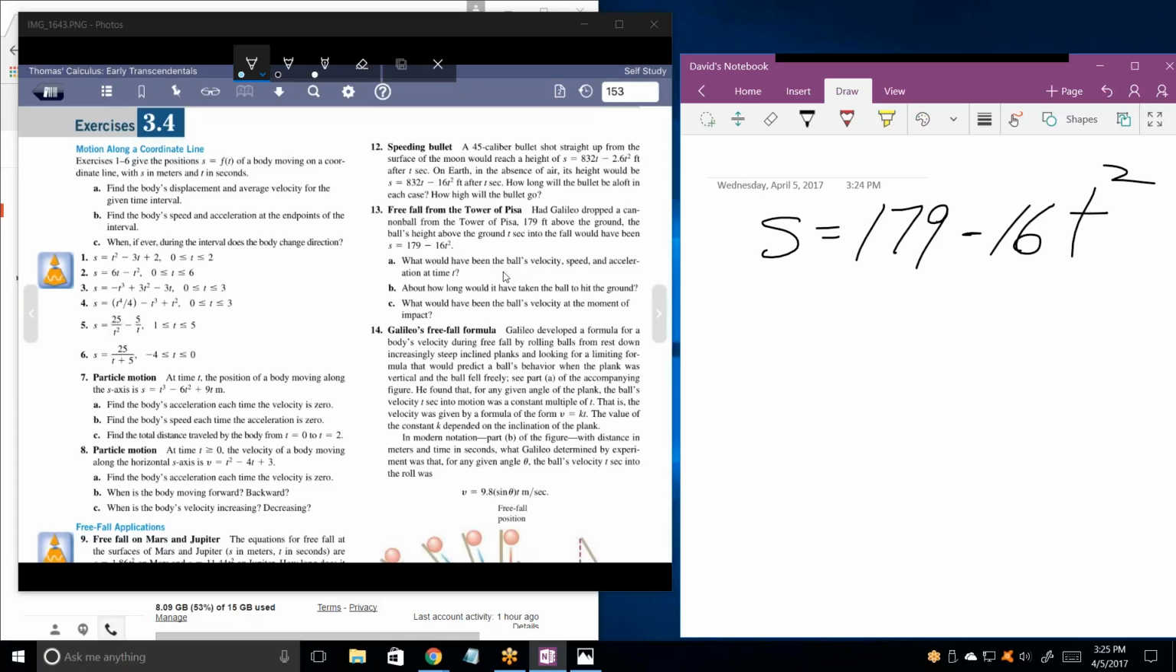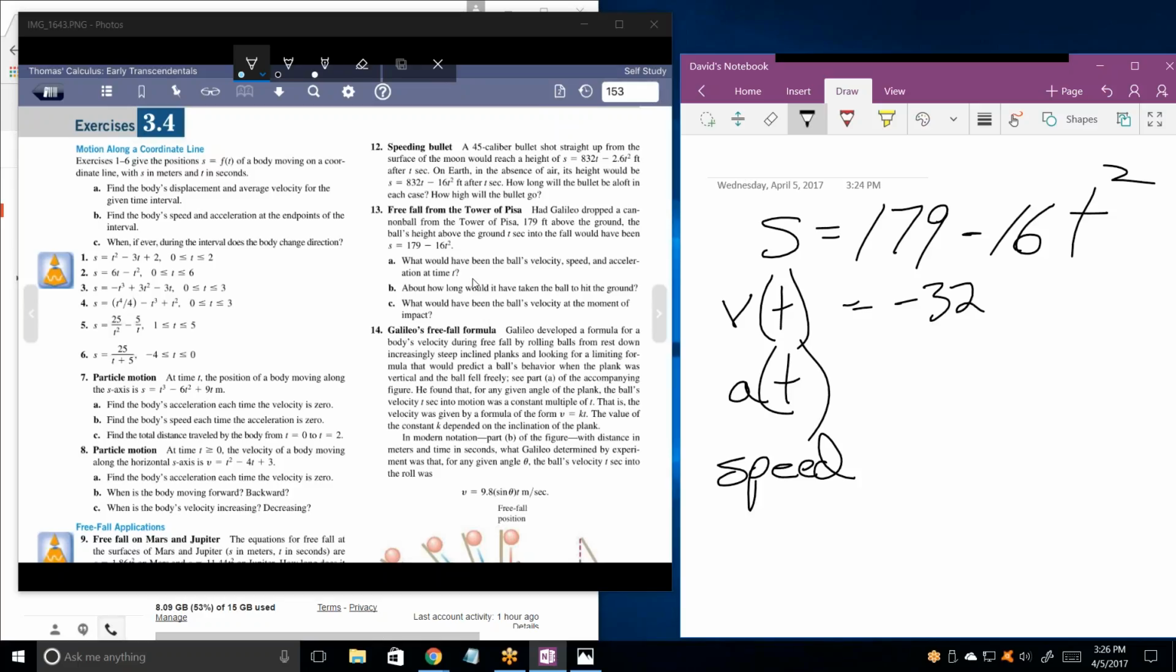Okay. What would have been the ball's velocity, speed, and acceleration at time t? So what they're saying is, what is v of t and what is a of t? And what's speed? First of all, let's do v of t. So for v of t, first derivative. So that would be negative 32t. Correct. That's the velocity function.